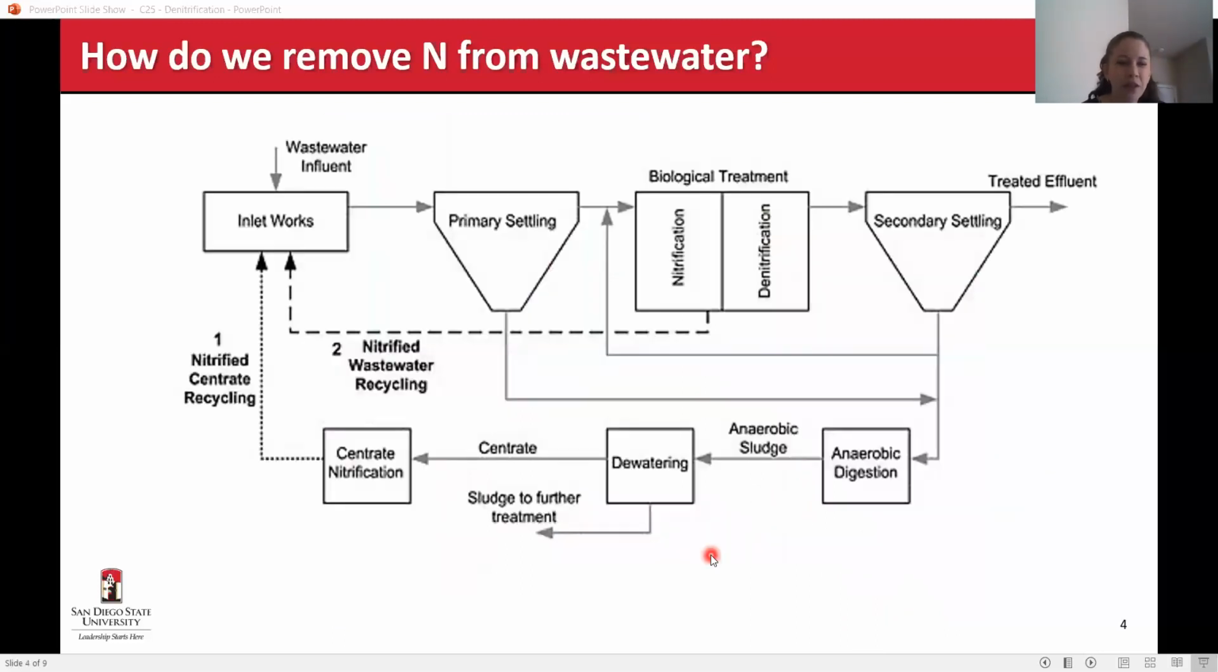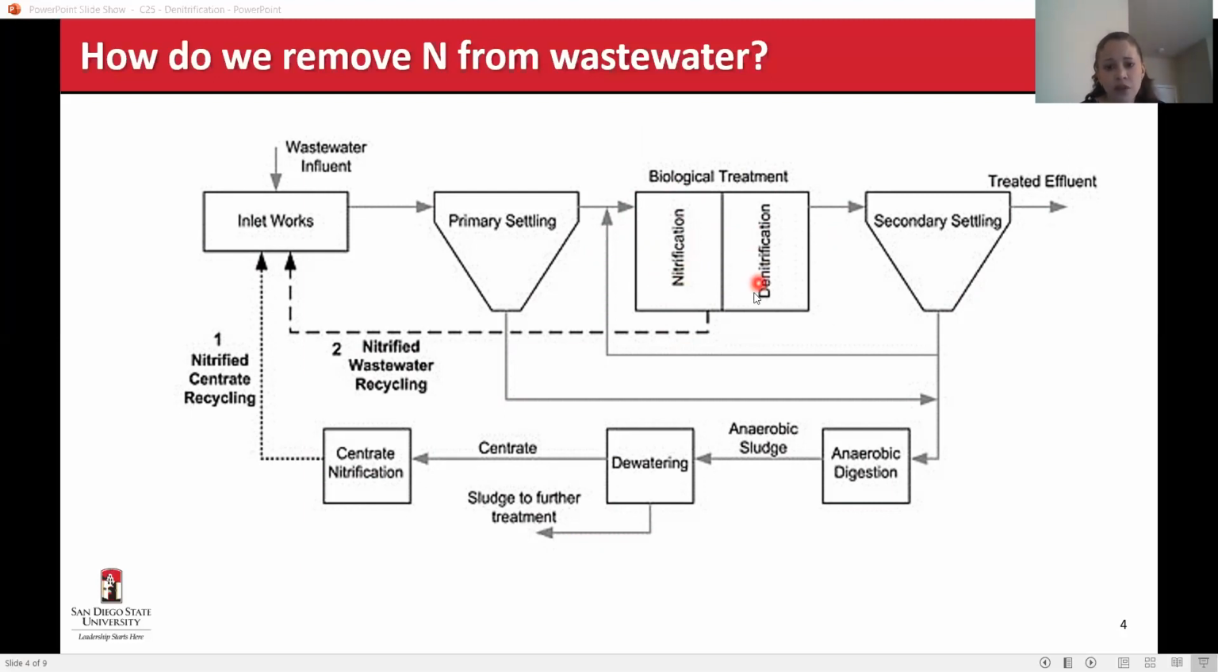So where do we typically put this within our treatment train? Well, essentially we have our inlet works, our primary settling, and we typically put our system right around the activated sludge. So you can think of this nitrification tank as both an activated sludge that removes BOD, but also has extended aeration so that we can also do nitrification.